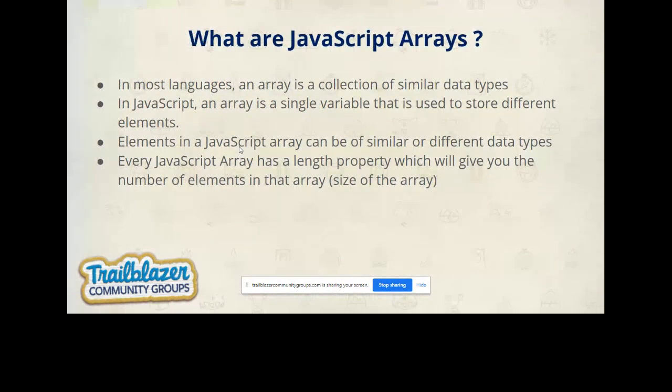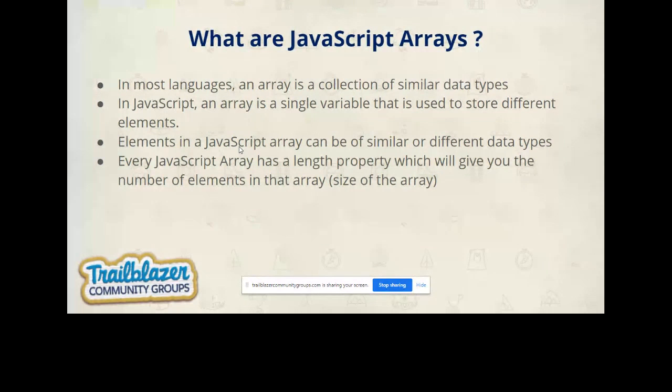Okay, so the first thing is, what are JavaScript arrays? In most languages, you must have heard that an array is a collection of similar data types, right? But if we talk about JavaScript, an array is a single variable that is used to store different elements, and it is not necessary that all those elements have to be of a single data type. They can be of different data types, and still they can be a part of an array.